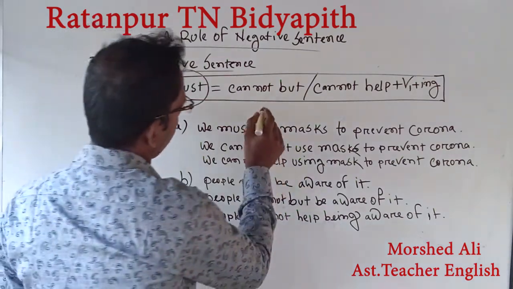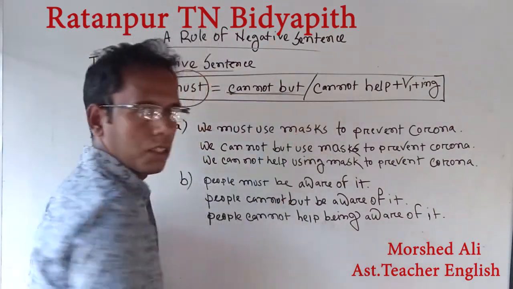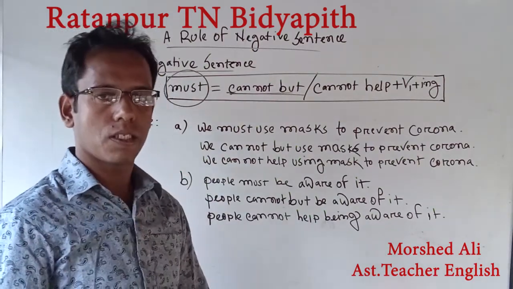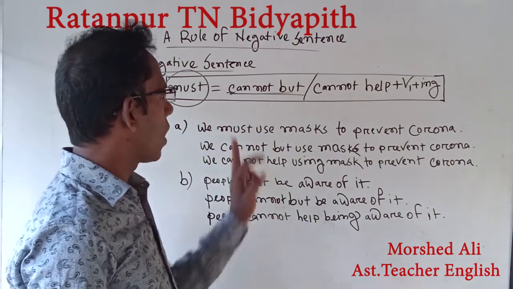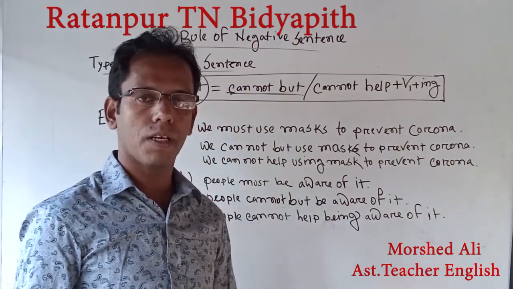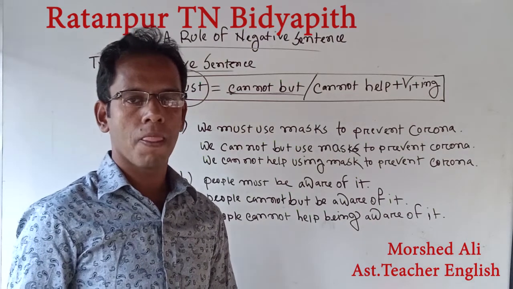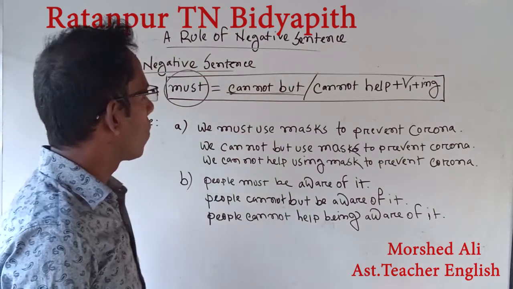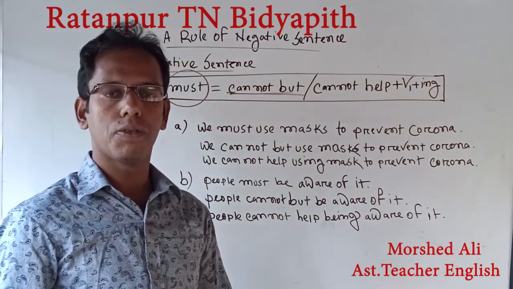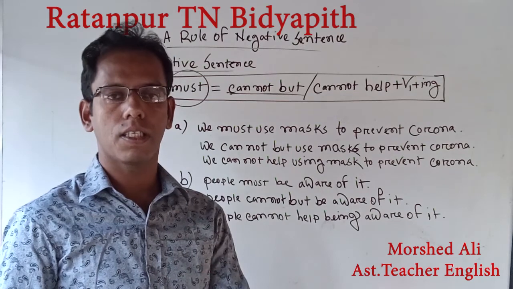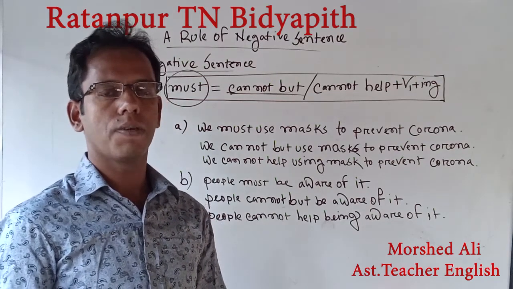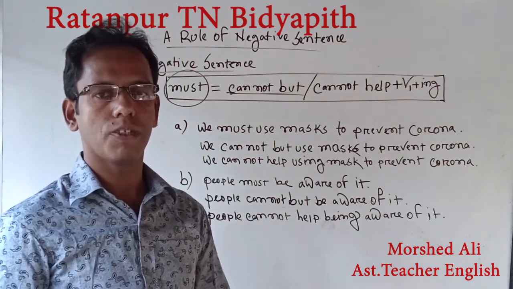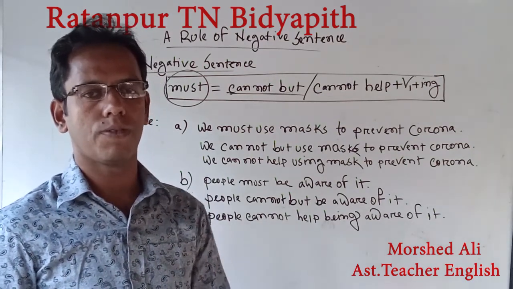There are two rules. That means instead of must, we can use cannot but or cannot help plus verb plus ing. That means if in a question it is told to convert the given sentence into negative sentence, then we have to understand this negative sentence as transformation of sentence.